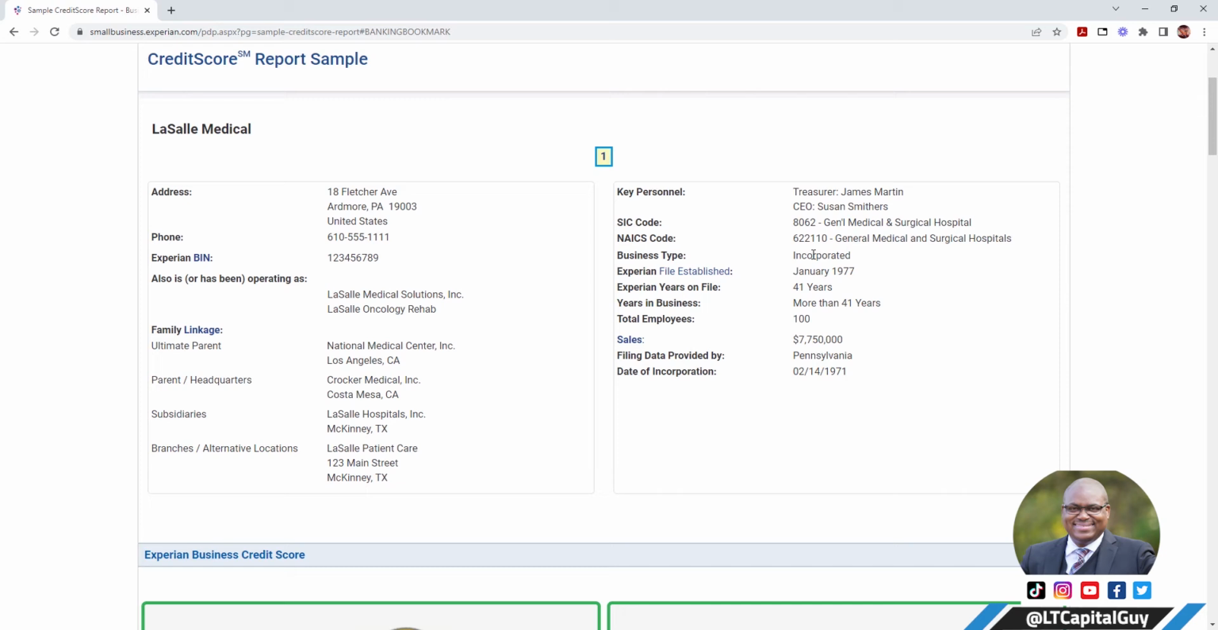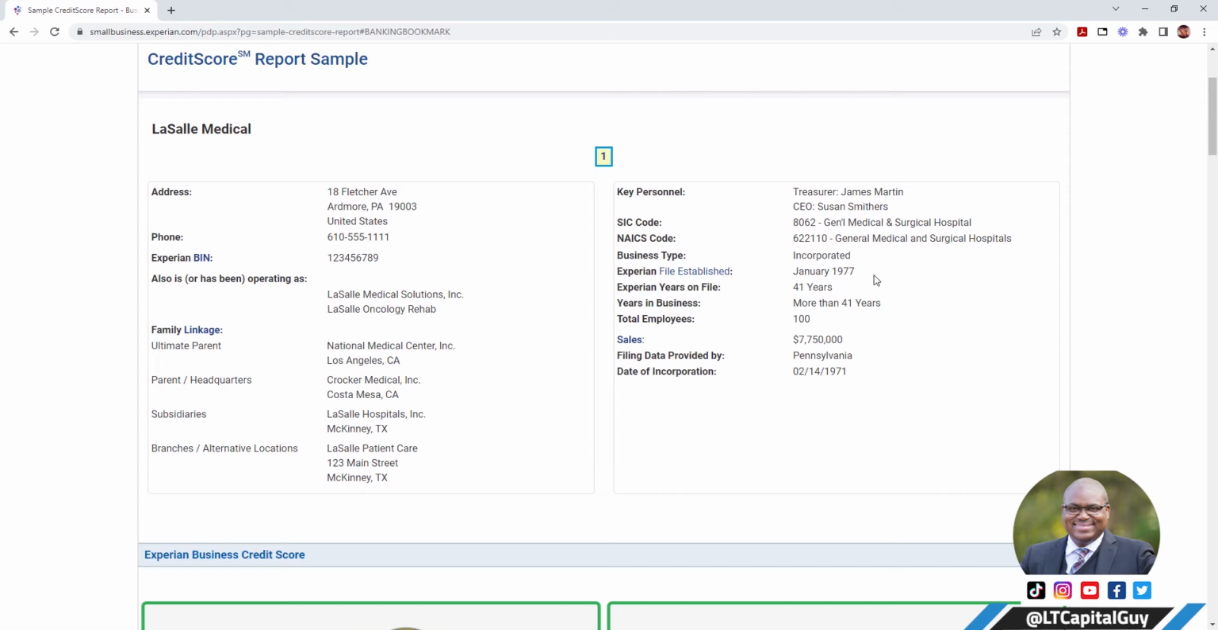Well, ideally, you want to be at least an LLC, corporation, or an S corp when you're dealing with businesses and trying to get credit. Those are the ones that are looked on more favorably. Also, this tells you when your Experian file was created.